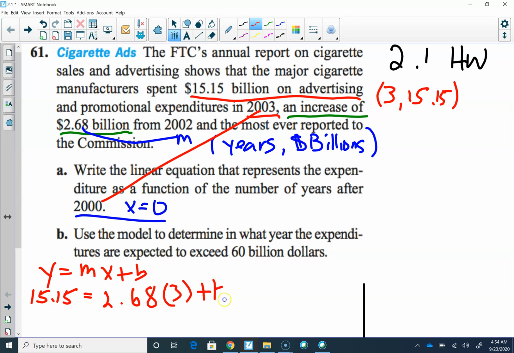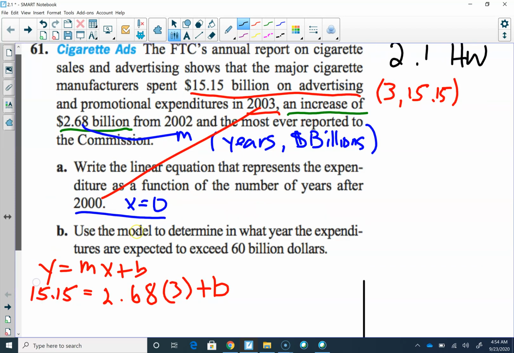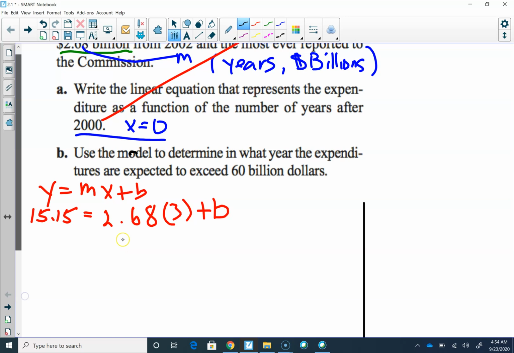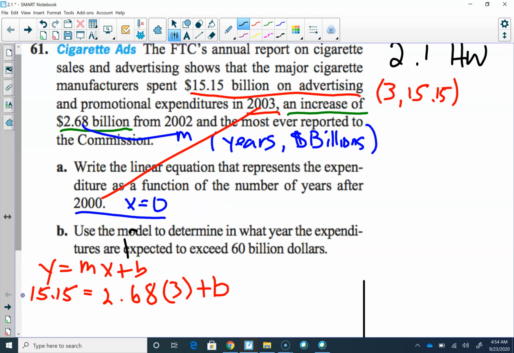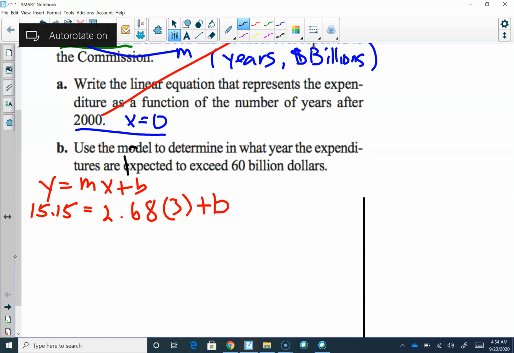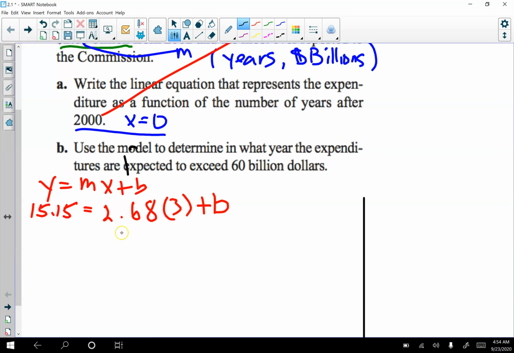And I'm going to go ahead and solve that. So this ends up to be 8.04. Subtract it from 15.15, and you would get b ends up to be 7.11. So b ends up to be 7.11.